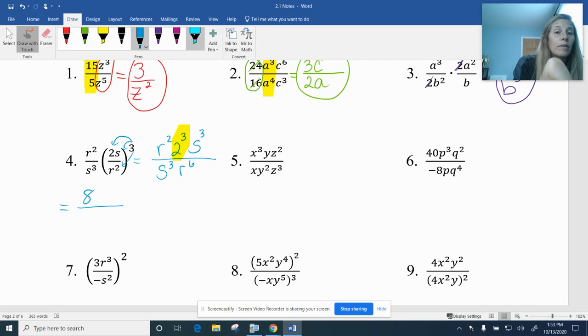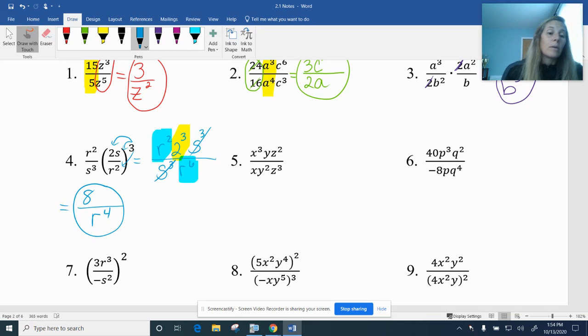Then I have the r squared on the top and the r to the 6th on the bottom. So 6 minus 2 is 4, and that answer would have to go on the bottom because the 6 was bigger than the 2. And then these are both s to the 3rd, so those are going to cancel, and that's leaving me with just 8 over r to the 4th.